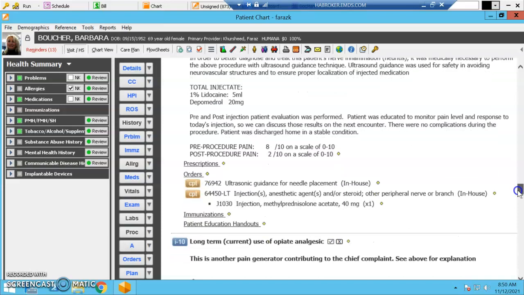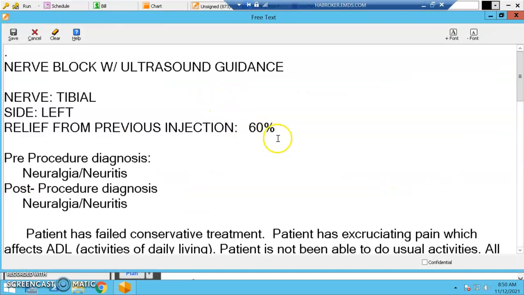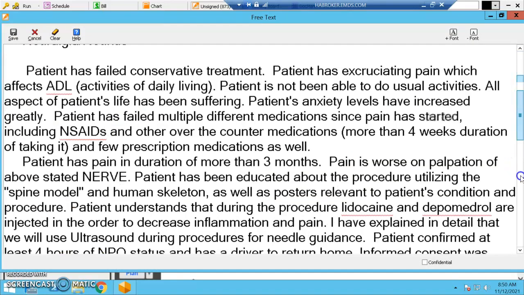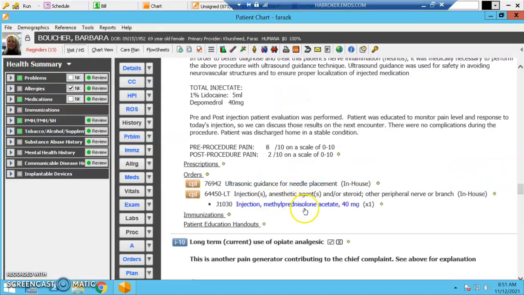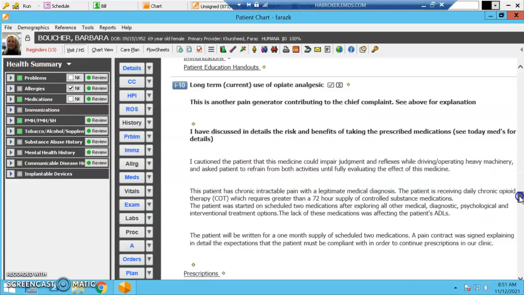Alright, everything looks appropriate. The only difference is that the dose here is 20 and the bill was for 40, so we just change it to 40. You see the code here was 40. We sometimes use 20, sometimes 40, so you could have easily changed the code here to 22. That's also appropriate.